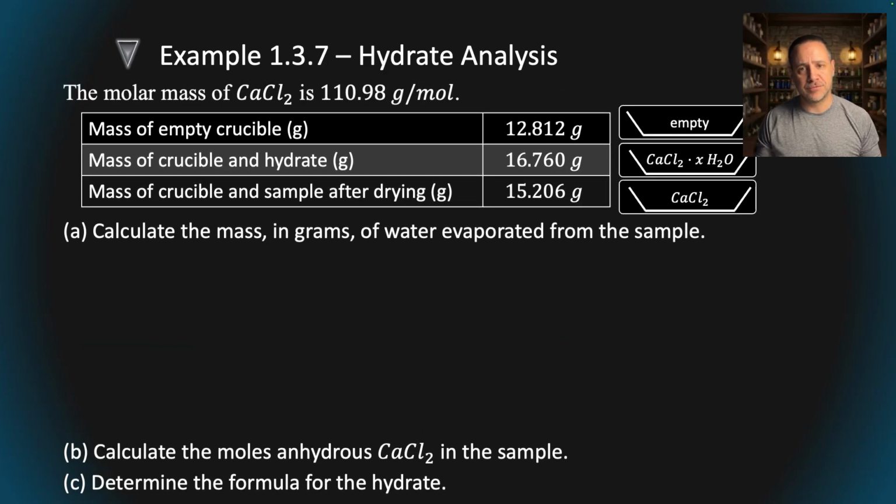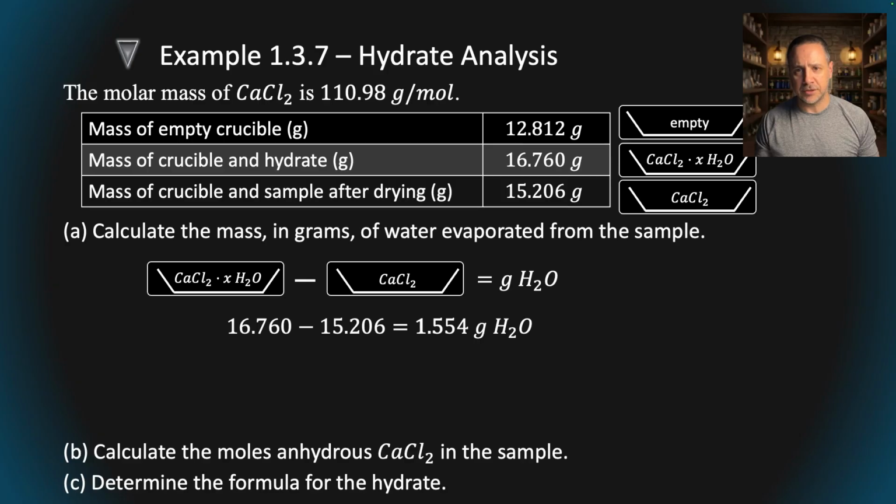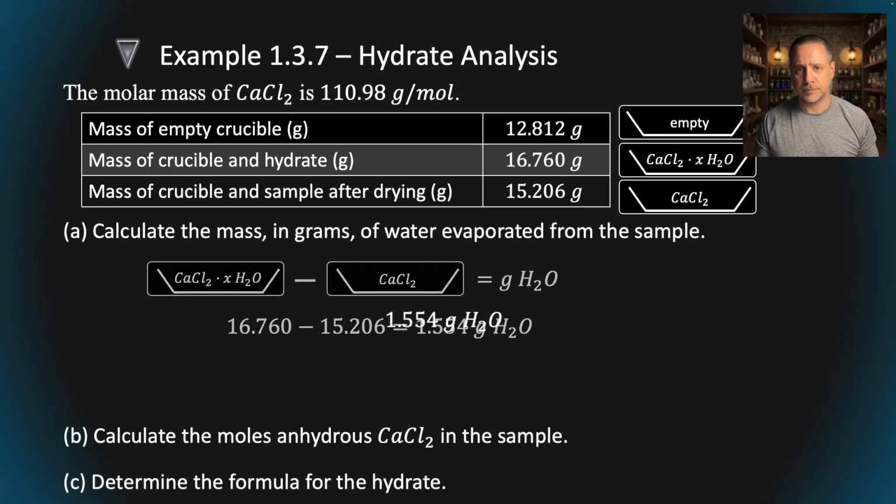Part A asks for the grams of water. The second number is the only one that actually includes the water. Then I'll need to take out the anhydrous salt and the crucible, which is the third number. Plugging those into my calculator, I'll get the mass of water. I don't need another conversion here because this part asked for the mass, not the moles.